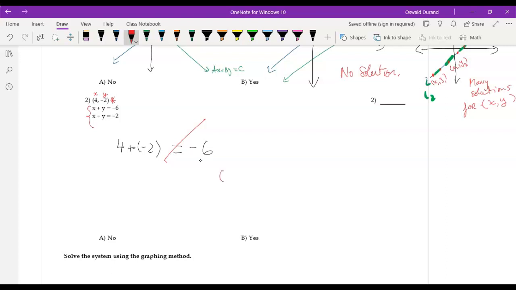So therefore 4, -2 is not a solution to the system, to the given system, right? And that's it. That's how you kind of answer this question.